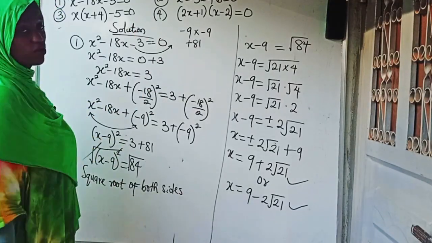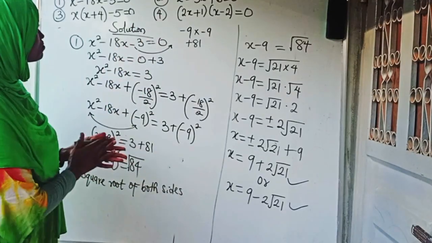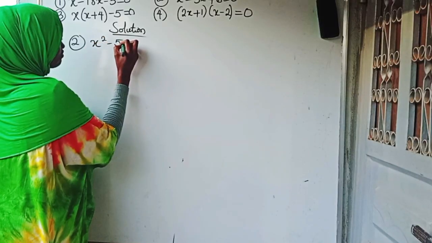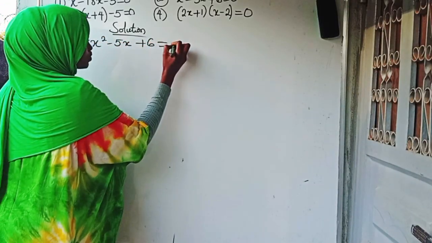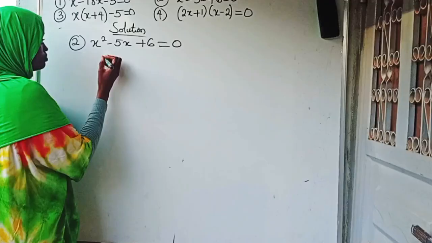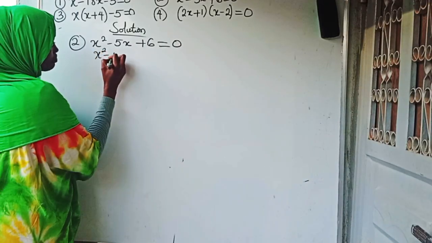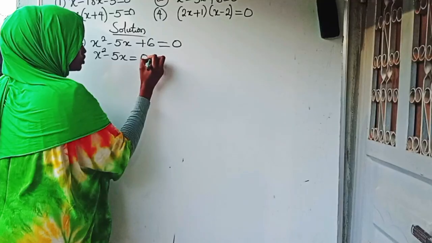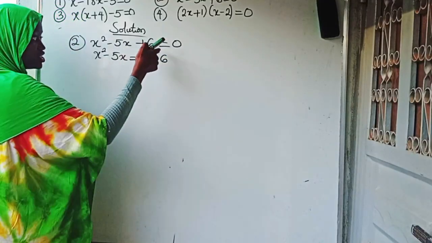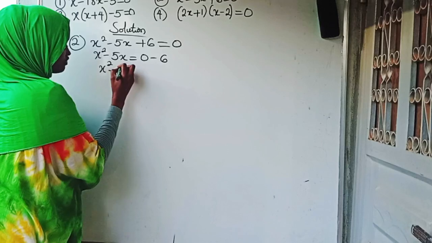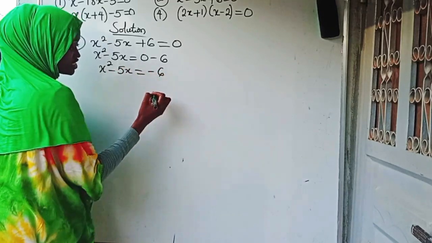So let's solve the second question, which says x squared minus 5x plus 6 is equal to 0. The first step, we take the 6 to the right hand side. This becomes x squared minus 5x is equal to 0 minus 6. The plus 6 crosses and becomes negative 6. So we have x squared minus 5x is equal to negative 6.